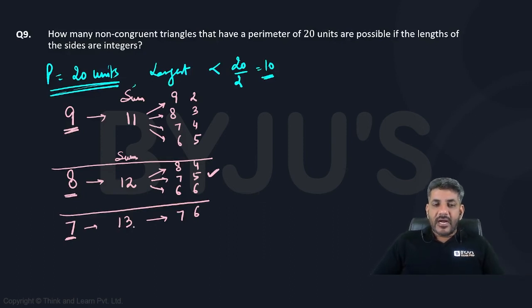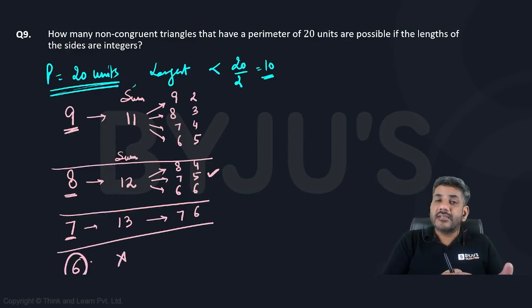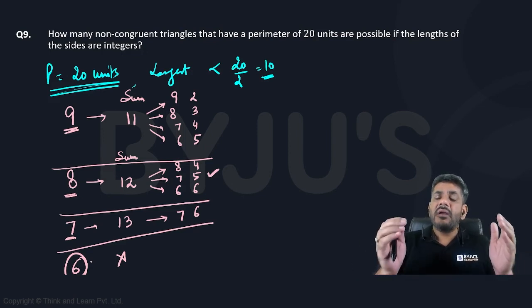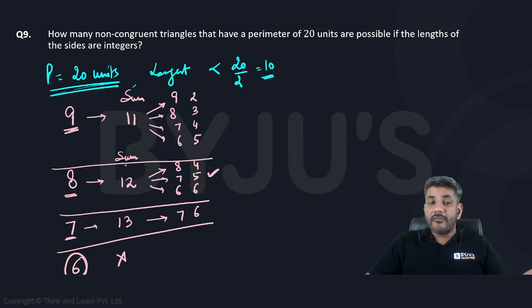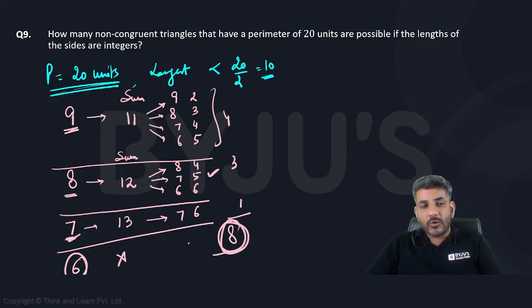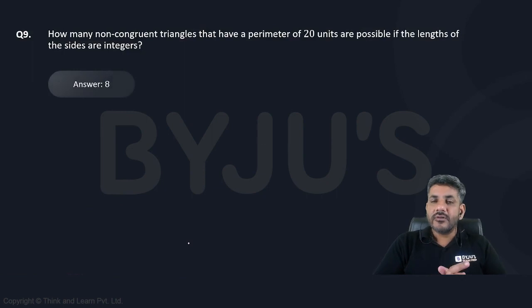So ultimately, I have these all cases and I cannot have the largest side as 6 because if the largest side is 6, then sum of the three sides is maximum 18. 6 plus 6 plus 6. But we need a perimeter of 20. That means the largest side has to be minimum 7. So therefore, by checking all the cases, I see 4 cases are here, 3 are here, 1 is here. The total number of triangles that can be formed is equal to 8. So 8 is the correct answer for this question.